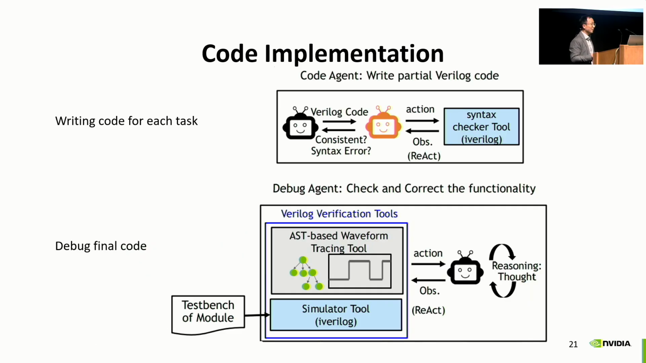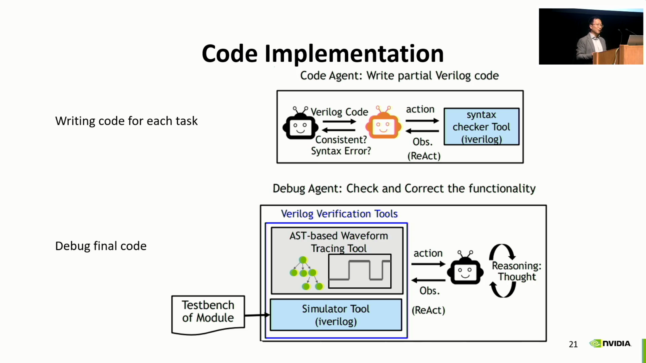Once we have the plan, we have another two agents to generate the code. One agent writes code, the other agent fixes the syntax errors using open source Verilog simulators. And after you complete all these tasks step by step, we have the final code. But the code could have a bug. So that's why we need to actually fix this bug. It's called a debug task.